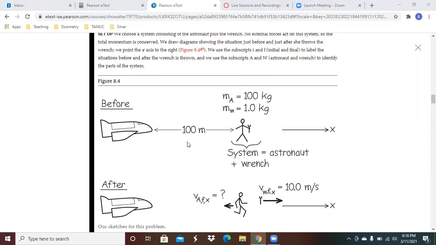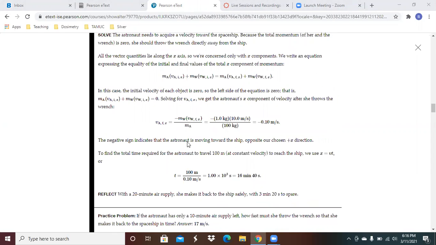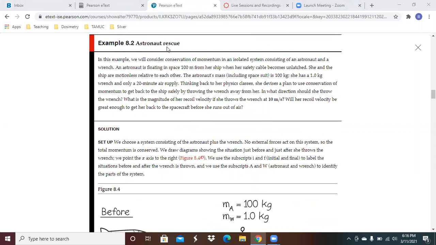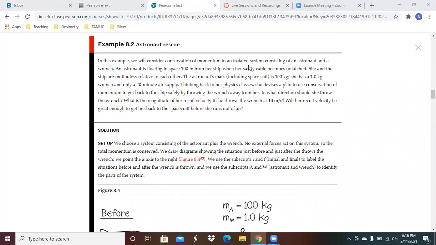So let's take a look at this particular example. We're going to consider conservation of momentum in an isolated system consisting of an astronaut and a wrench. An astronaut is floating in space 100 meters from her ship when her safety cable becomes unlatched. She and the ship are motionless relative to each other. The astronaut's mass, including the spacesuit, is 100 kilograms, and she has a 1 kilogram wrench and only a 20-minute air supply.